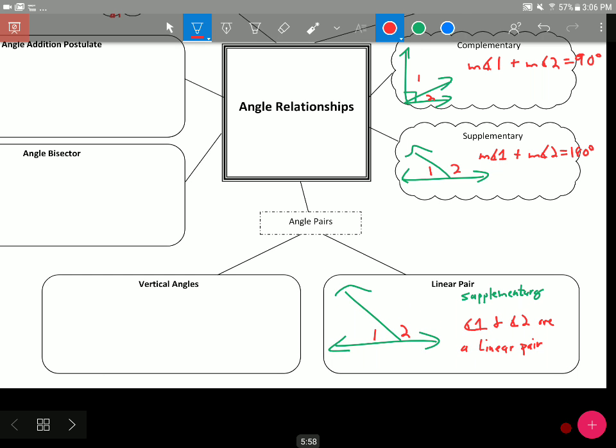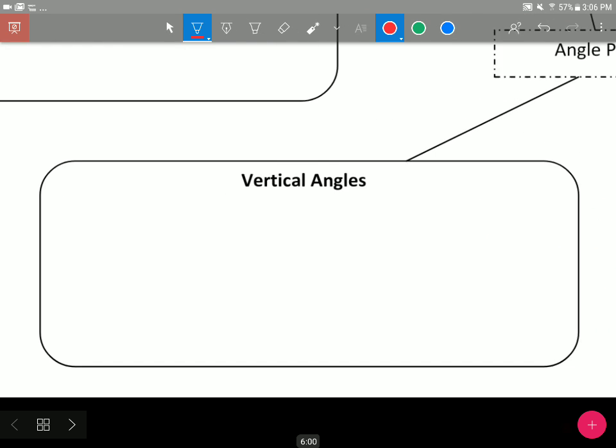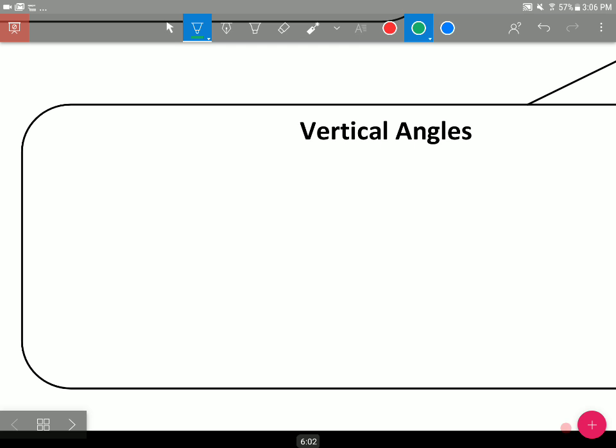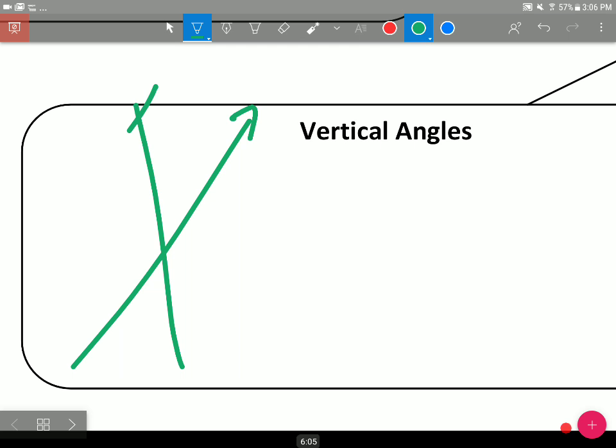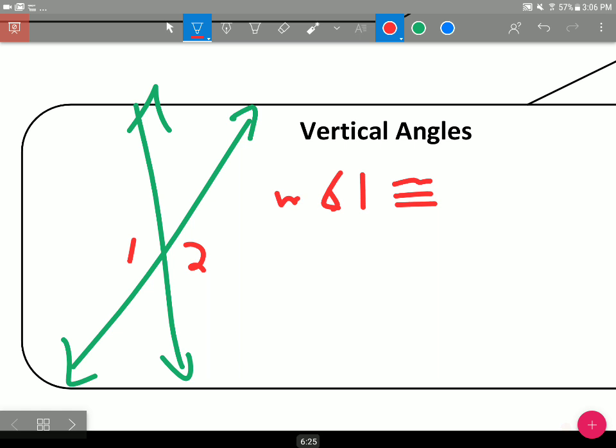Vertical angles. This one might be new to you. If you have two lines that cross each other, those are obviously two lines. The opposite angle, so like this angle and that angle, angle 1 and 2, are congruent. They are the same. I just want angle 1 is congruent to angle 2.